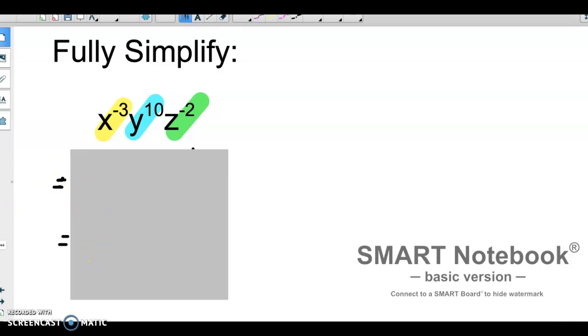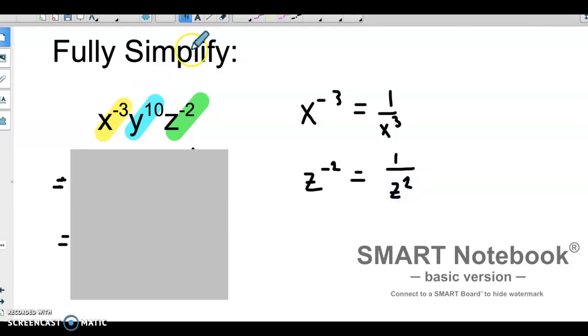So we're going to go through. We see x to the negative 3rd. That's a negative exponent, so we're going to have to bring that to the denominator. Same with z to the negative 2nd. We're going to have to bring that to the denominator. Remember, x to the negative 3rd, this is our rules of exponents, that's equal to 1 over x cubed. You bring the base to the denominator and make the exponent positive. Same with the z. z to the negative 2nd power is equal to 1 over z squared.